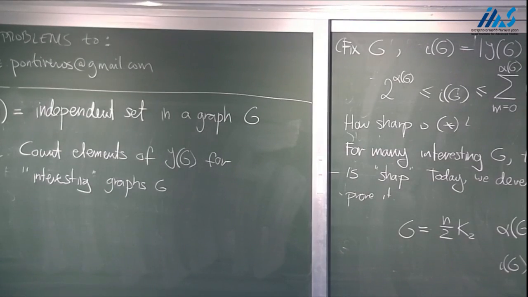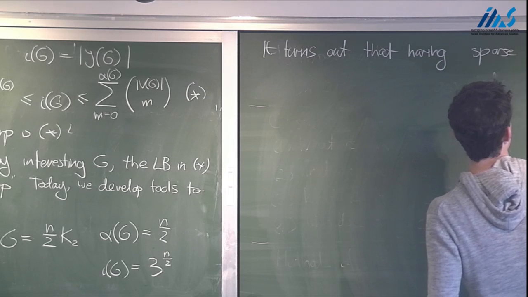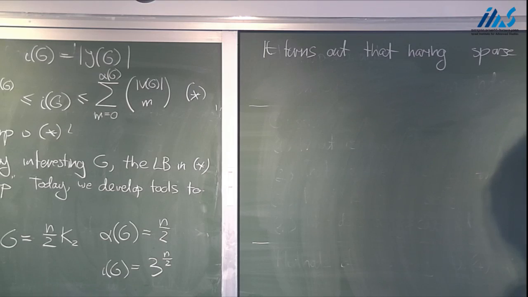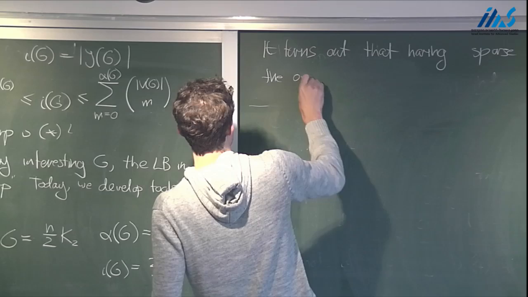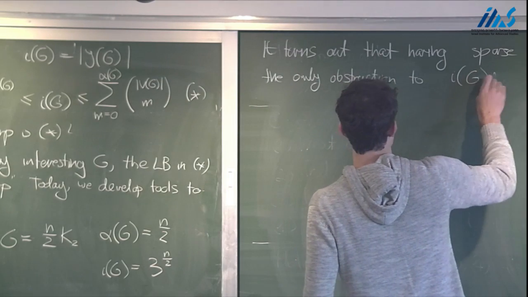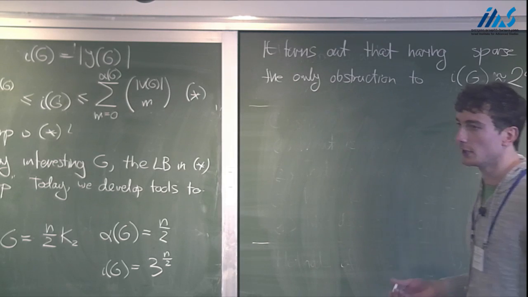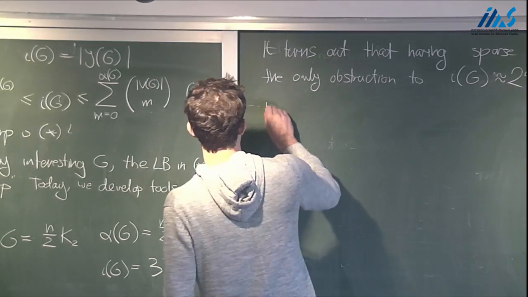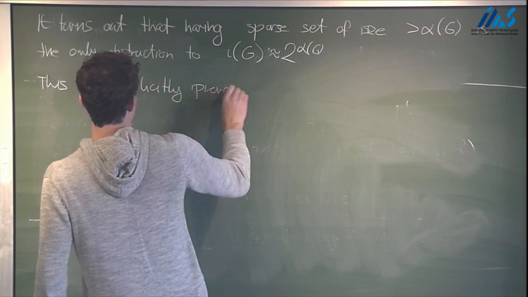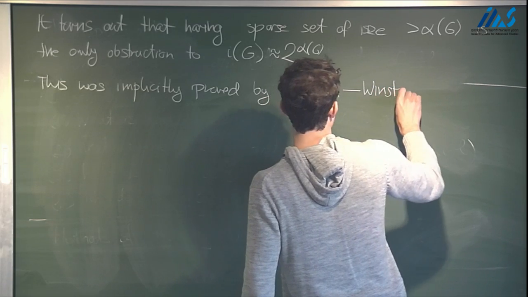So it turns out that having sparse sets of size greater than alpha of G is the only obstruction to I of G being approximately 2 to the alpha of G. And this statement was proved implicitly in the early 80s in the work of Kleitman and Winston, maybe around 82.